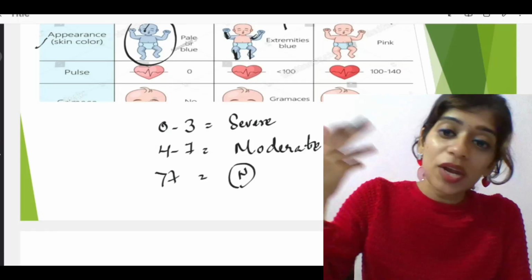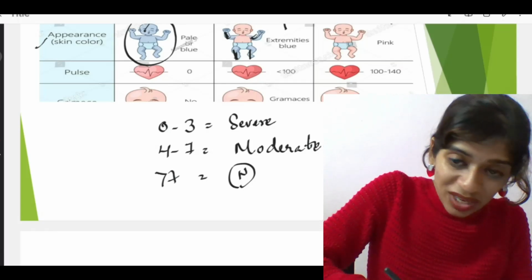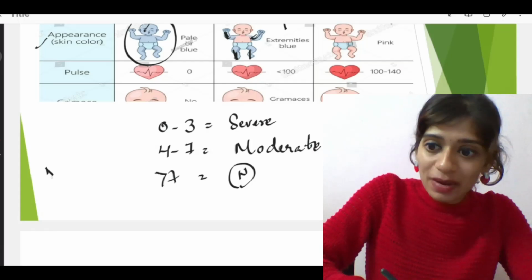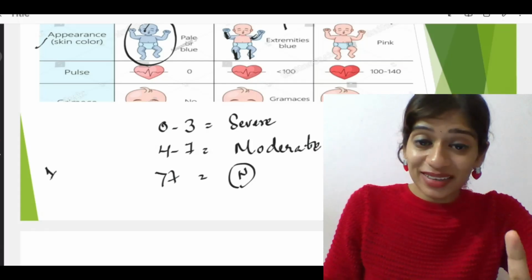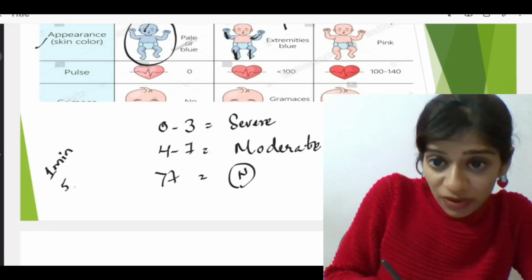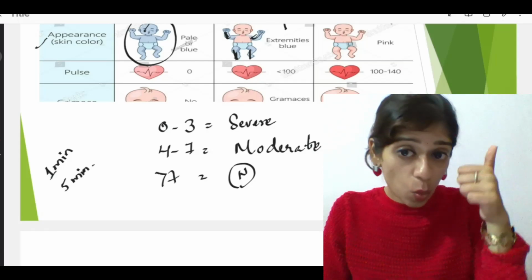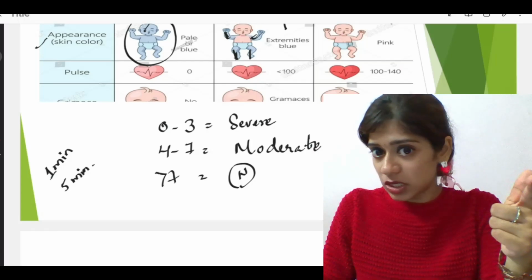Now, when do we check the Apgar score? What is the time? We check the Apgar score at 1 minute of birth and at 5 minutes of birth.